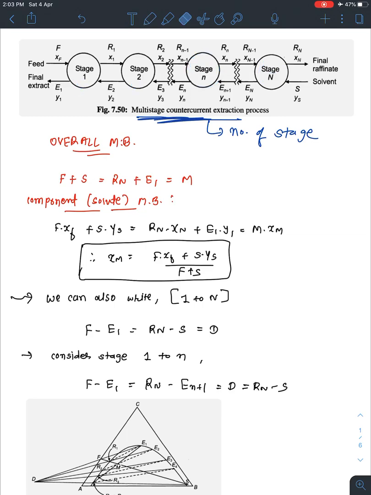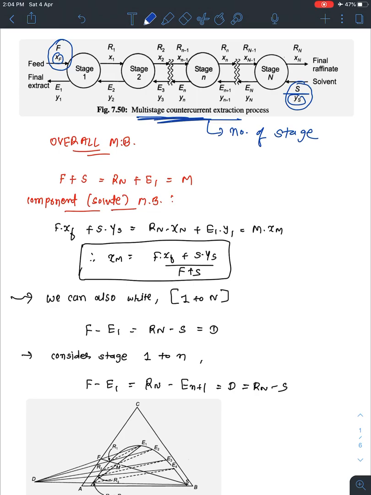Now we know that whenever we are doing any kind of design, we must have a material balance. Previously, for the single stage, feed and solvent were inlets, and raffinate and extract were outlets. Similar thing is happening here. On the left side this is the feed, and this is xf, the weight fraction of solute in the feed. Now it is counter current, so the solvent will come from the final stage. Here on the right-hand side you can see S and YS, where S is the flow rate of solvent and YS is the weight fraction of solute in the solvent.